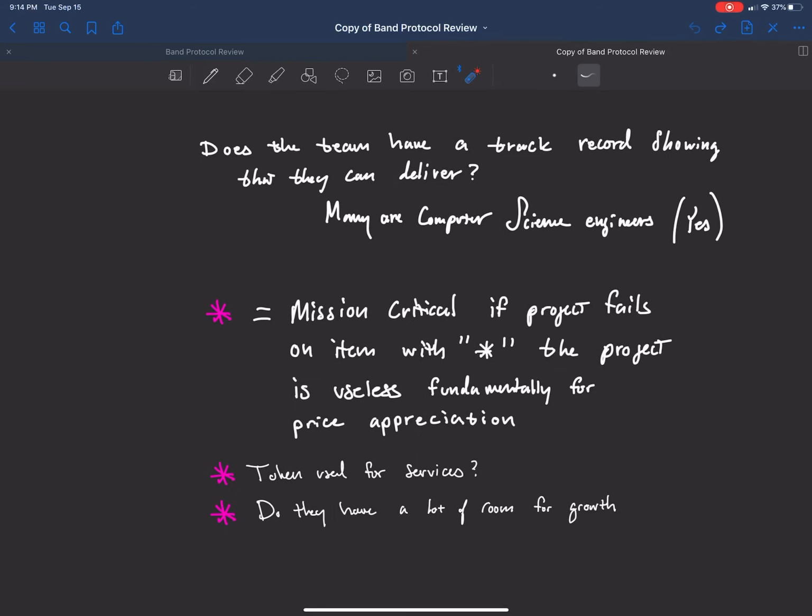So does the team have a track record showing that they can deliver? Many are computer science engineers, and they have extensive experience in that. So I would say yes, absolutely. This is a computer science heavy project, and they are that, which is what you would want for an oracle service, because it's going to be, who's your customer? Your customer is data users. They're going to be APIs. They're going to be programmers. So yes, you want programmers talking to programmers, and it has the right people associated with this project, because the customers are going to be other developers.